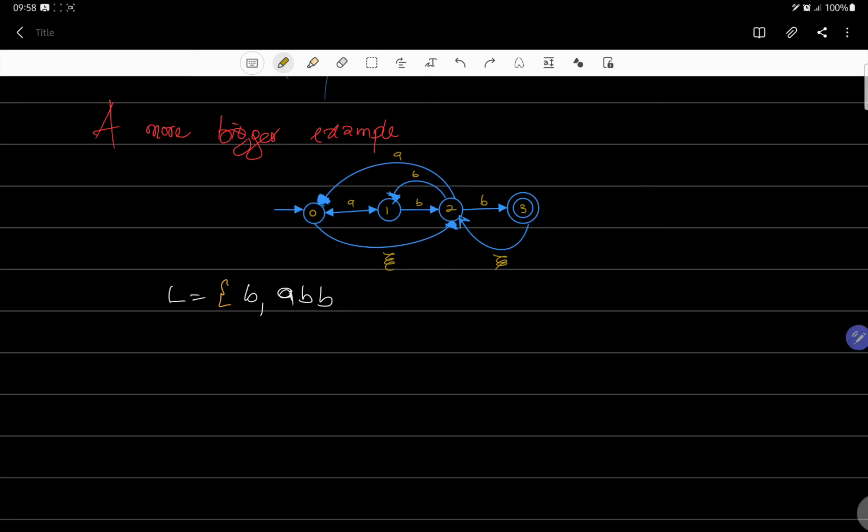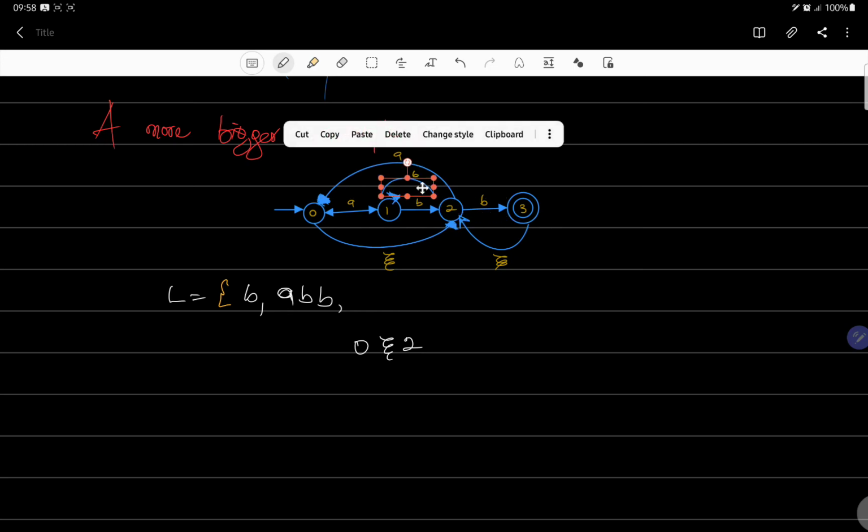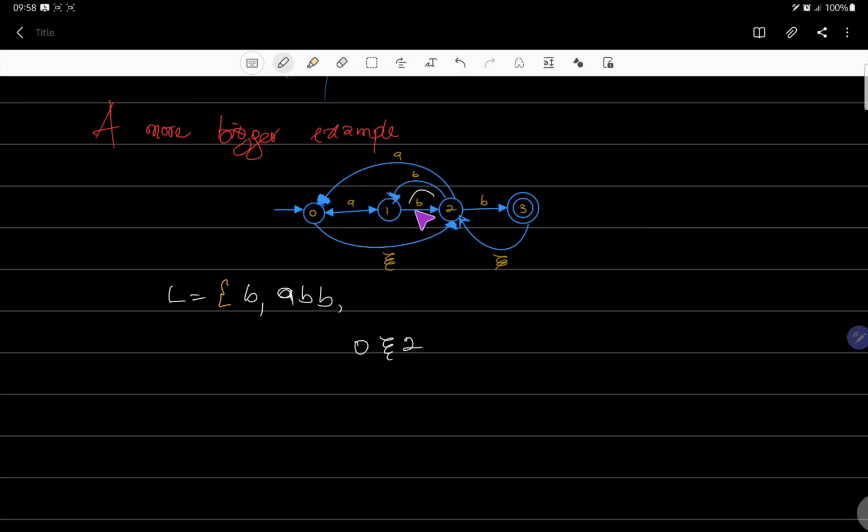So what other string can we get from here? Let's say from 0 again, let me just keep marking. Let's go through epsilon again, and through epsilon we reach 2. Now from 2 we don't want to go to 3. Let's go back to 1. From 2, what do we go through to enter 1? That is this b up here. So we go through b to reach 1.